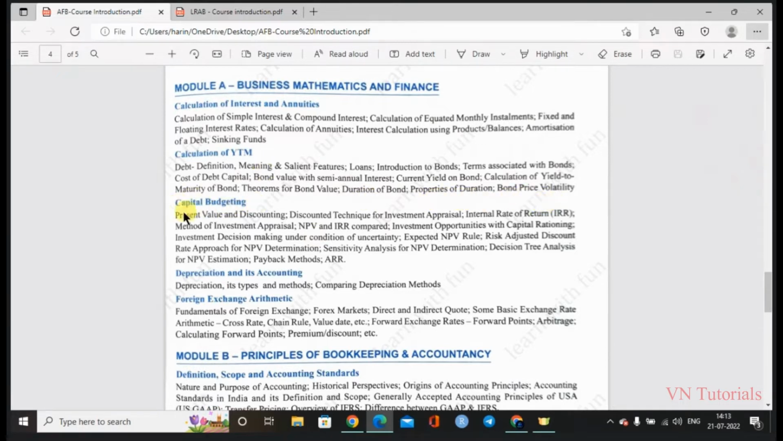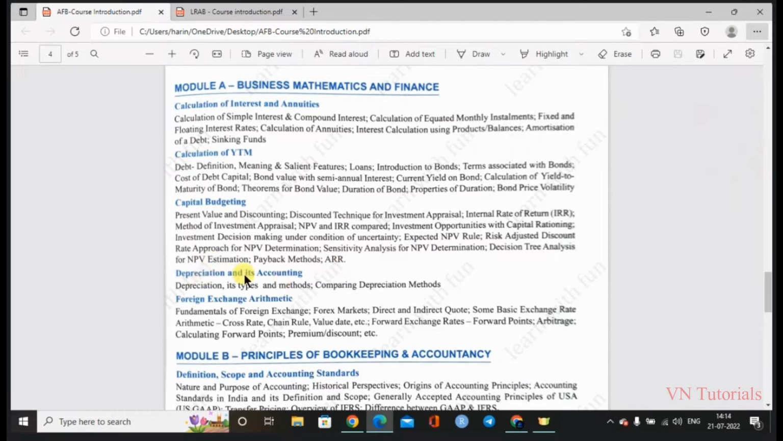Then under capital budgeting, we are going to see present value and discounting, discounted technique for investment appraisal, internal rate of return, method of investment appraisal, NPV and IRR compared, investment opportunities with capital rationing, investment decision making under conditions of uncertainty, expected NPV rule, risk adjusted discount rate approach for NPV determination, sensitivity analysis for NPV determination, decision tree analysis for NPV estimation, payback methods, ARR.